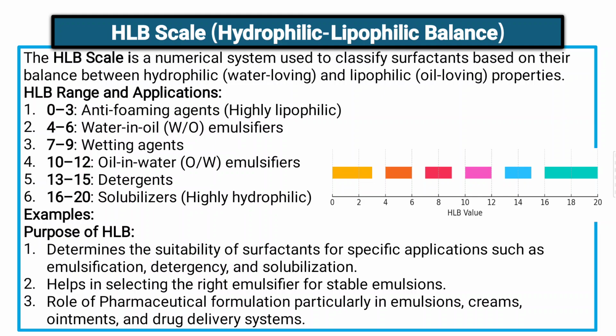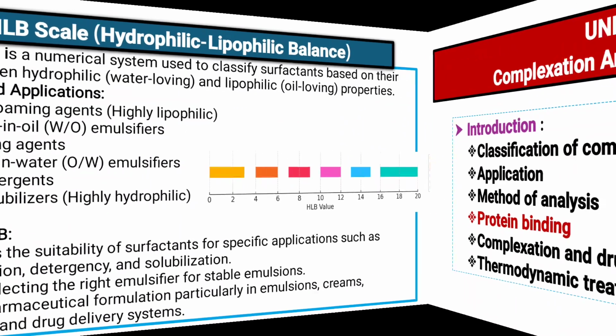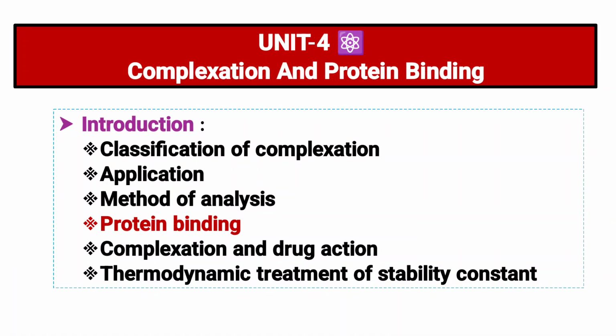HLB determines the suitability of a surfactant for specific applications such as emulsification, detergency and solubilization. It helps in selecting the right emulsifier for a stable emulsion. Role: pharmaceutical formulation, particularly emulsions, creams, ointments and drug delivery systems. Questions directly ask the range of antifoaming agent, emulsifier, wetting agent, 7 to 9, you have to remember. Most of the time GPAT questions ask which of the following ranges is for wetting agent, 5 to 6, 7 to 9. So remember 7 to 9 is the wetting agent, 13 to 15 detergent, 16 to 20 solubilizer. So this is the range. So third unit is over.